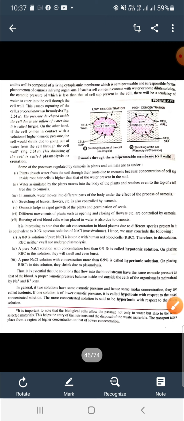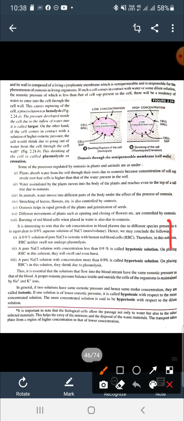Some of the processes that are regulated by osmosis: plants absorb water from the earth, that is also due to osmosis. In animals, water moves around different parts of the body due to osmosis. Stretching of leaves and flowers, osmosis helps in rapid growth of plants and germination of seeds. Different movements of plants, such as opening and closing of flowers, or the bursting of red blood cells placed in water, are due to osmosis. So all these processes are due to osmosis.